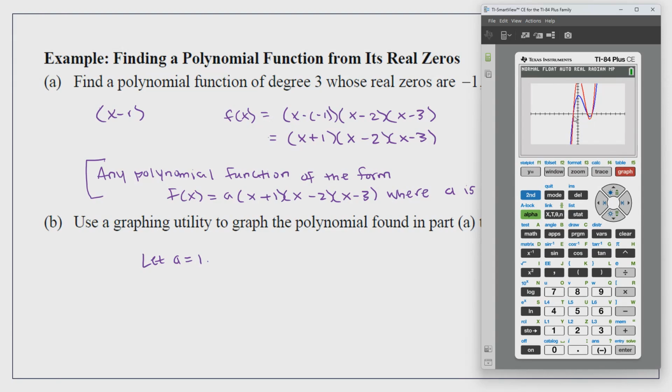And I see here that my graphs still cross the x-axis at the same points. So no, the value of a does not affect the zeros. All right, but it does affect the vertical stretch. So multiplying it by 2 stretched both of the minimum and the maximum values in my graph. So I had a vertical stretch. All right, that's pretty cool.